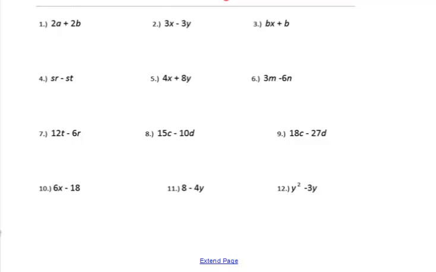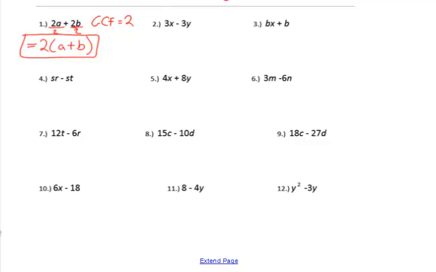So, number one, we look here. We're looking for the GCF first. And what do we have common to both? It's the number 2. So this equals 2, and then we divide both of those by 2, and that's just going to be 2 times a plus b. So don't forget to write your GCF in front of that.